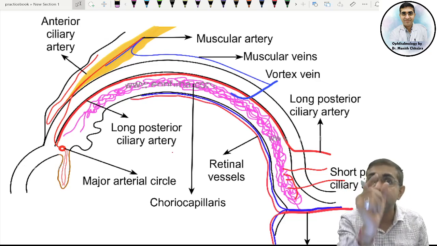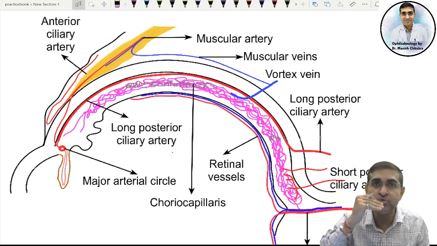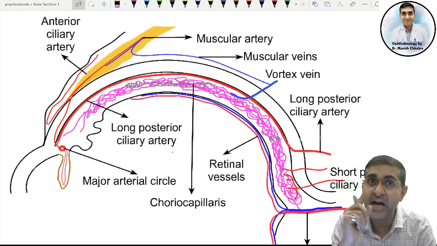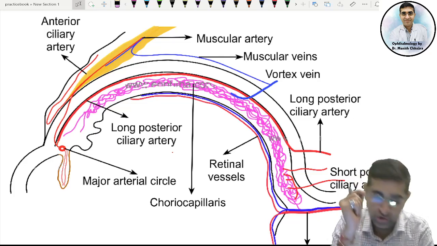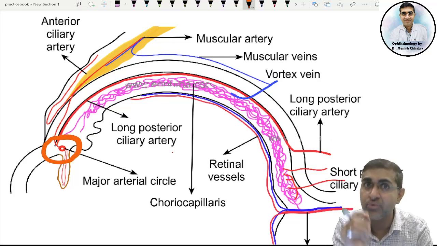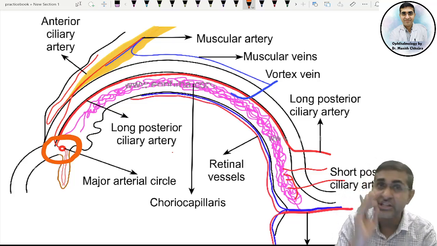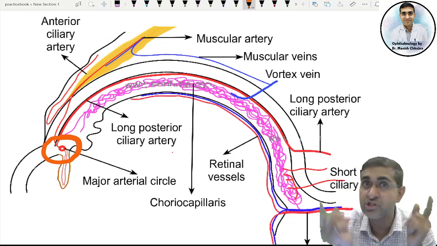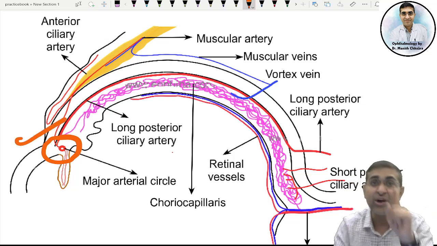Third, anterior ciliary arteries, they are 7 in number, 2 from superior rectus, 2 from medial rectus, 2 from inferior rectus, and 1 from lateral rectus. But you need to understand, anterior ciliary artery and long posterior ciliary artery make an anastomosis at the base of the iris. You call it the circulus arteriosus major or major arterial circle. That is important in case of blunt trauma, because if there is hyphema, which is blood in the anterior chamber, in case of blunt trauma, it is the source of hemorrhage.